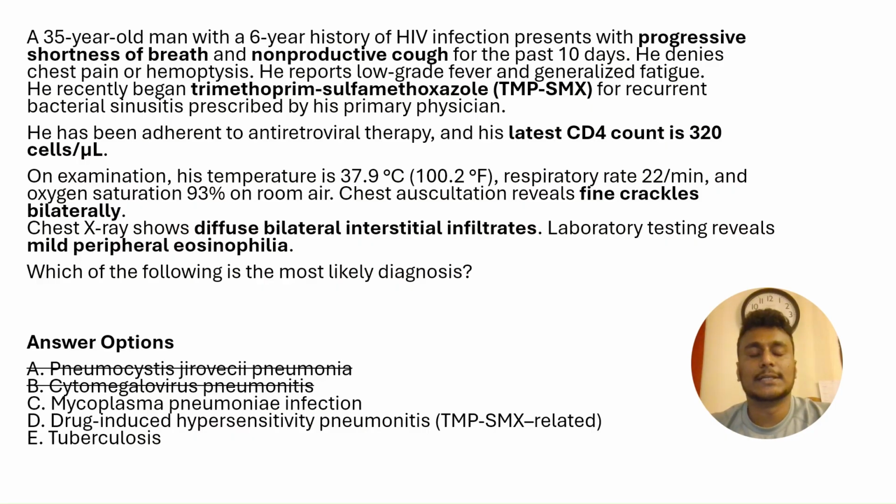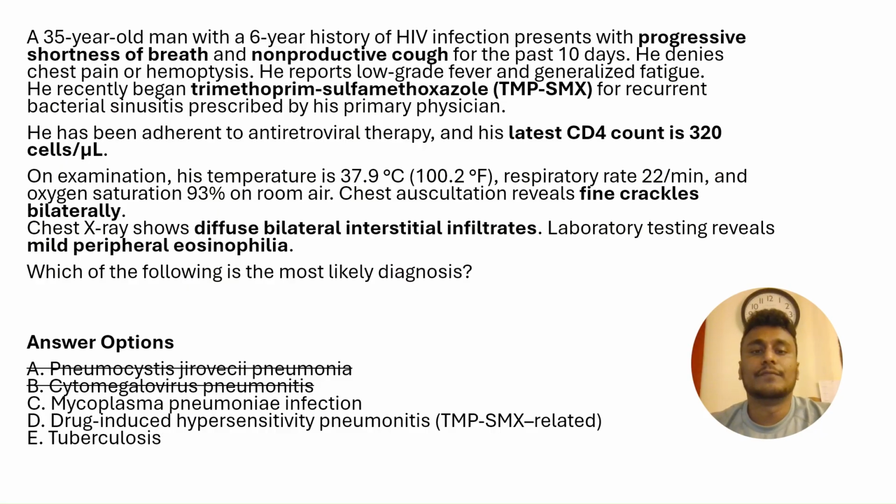That is also a wrong answer. Now, CMV is a big opportunistic infection in HIV. It can affect the lungs, retina, GI tract, or even the CNS. However, CMV pneumonitis almost never occurs until the CD4 count drops below 50. Those patients are usually severely immunocompromised and often have additional signs like retinitis, esophagitis, or colitis.